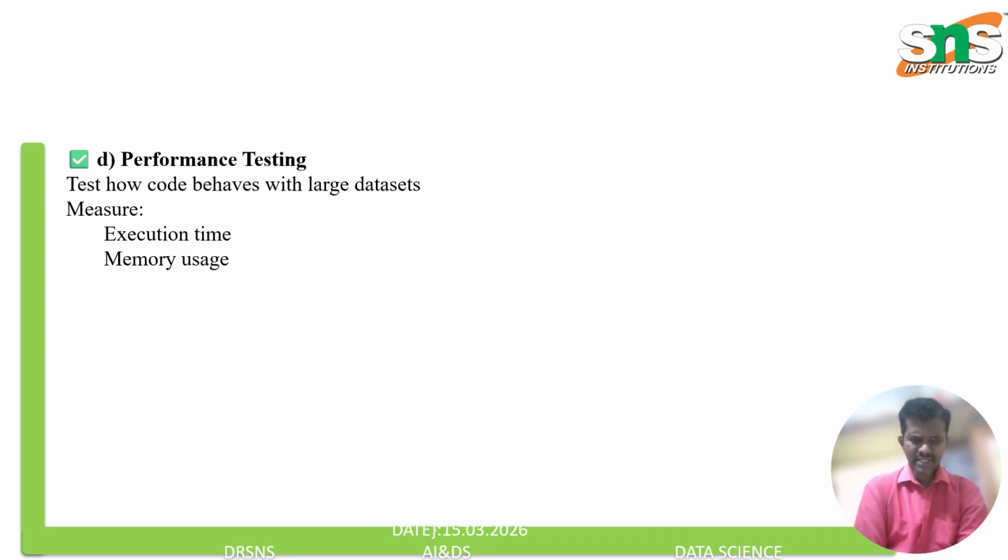Next one, performance testing. Performance testing means testing how code behaves with large data sets. The first thing we can check is the measures of execution time and memory usage. By using these two concepts, we can check what the performance of a particular testing result will be.